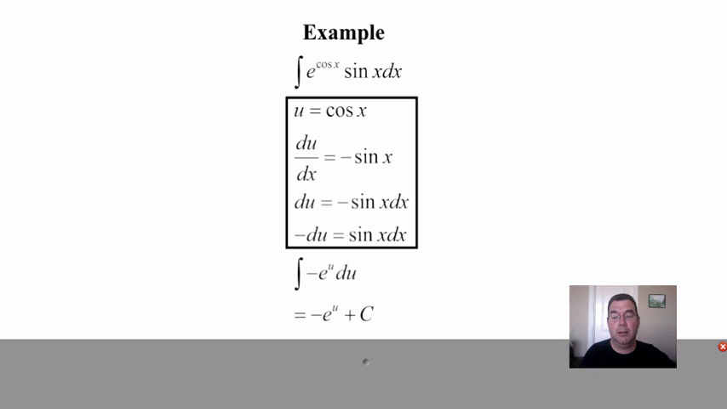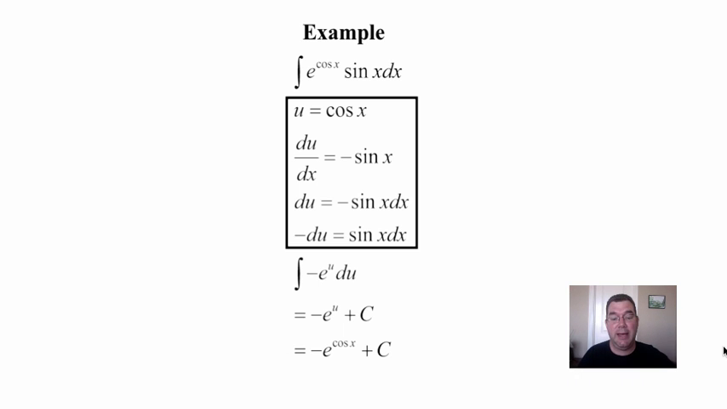And then making that final substitution to get it back in terms of x, this is negative e to the cosine x plus c. And again, take the derivative of this and make sure you get back to the question. That's just a way of checking your answer to make sure that you're right.